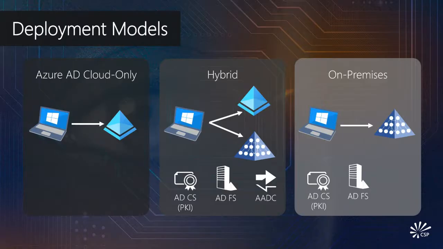When we first start looking at deploying Windows Hello for Business, there are 3 different deployment models that we can consider. The first is cloud only, and this assumes that you don't have any resources on premises. Everything is in the cloud. You're not authenticating to anything on-prem.